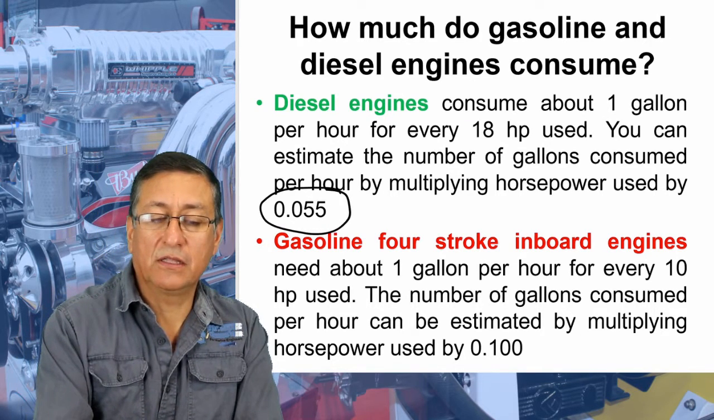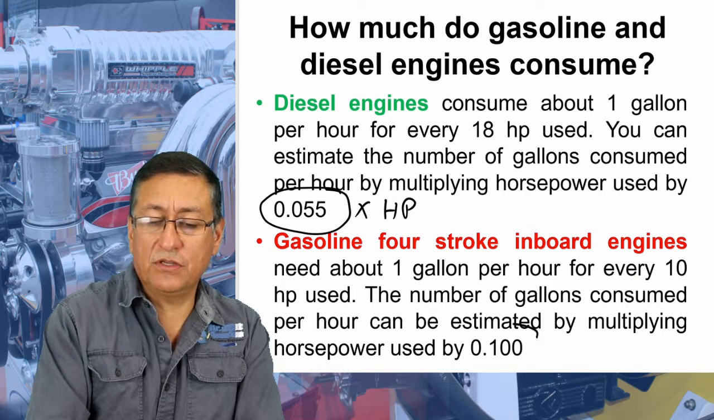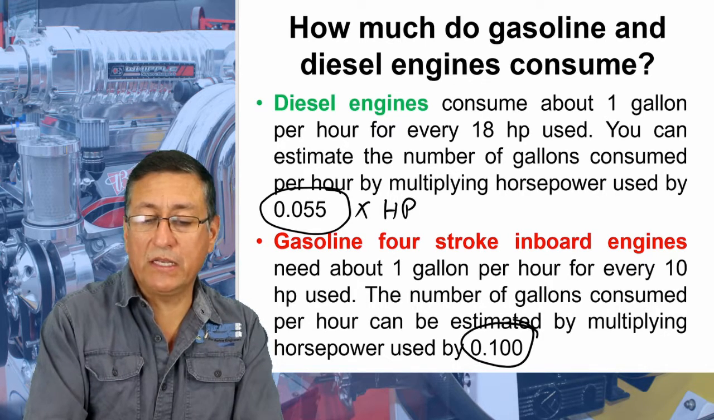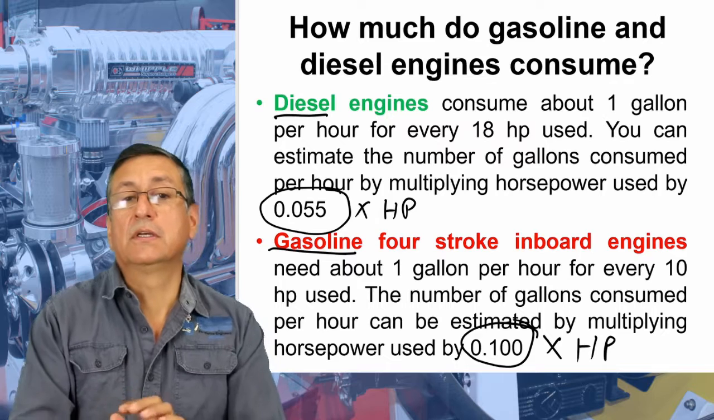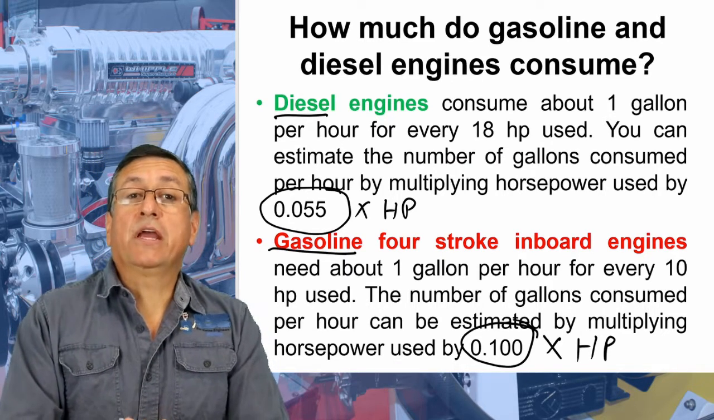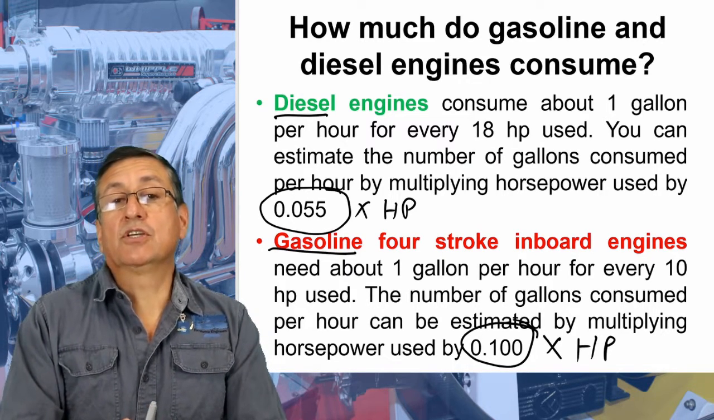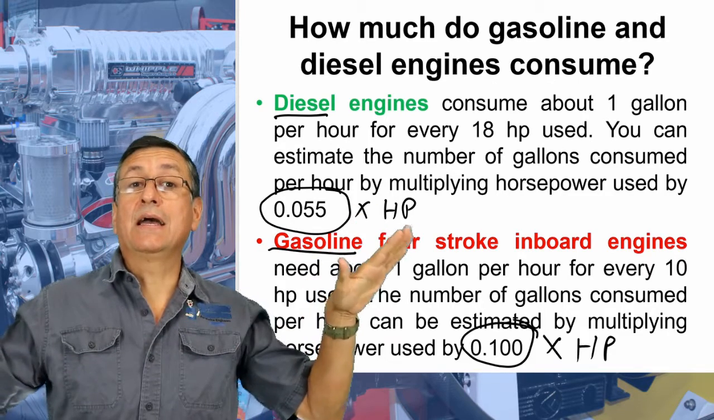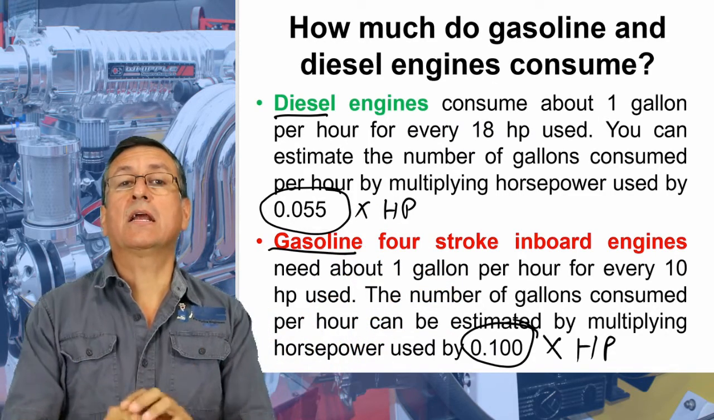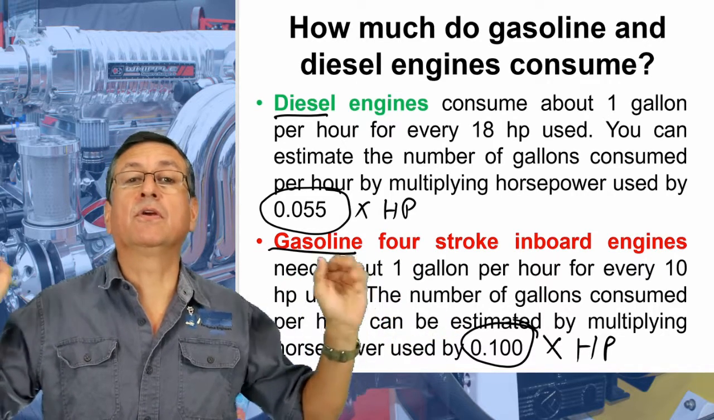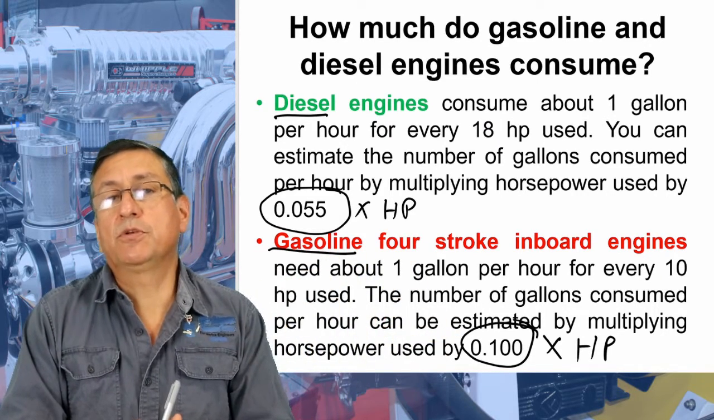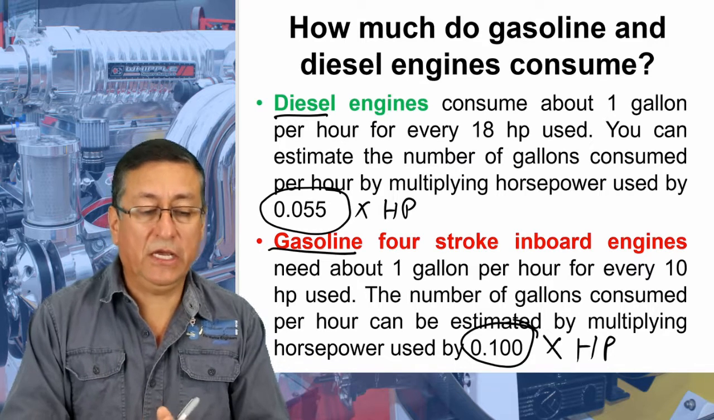0.055 times horsepower and 0.1 times the horsepower for gas. This is for gas and this is for diesel. This is a simple equation to demonstrate that the consumption is less in similar conditions. Both of them 150 horsepower, 150 horsepower. Yeah, the consumption is less for diesel engines.